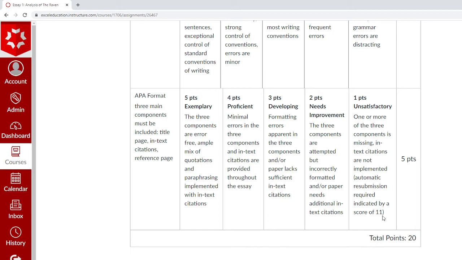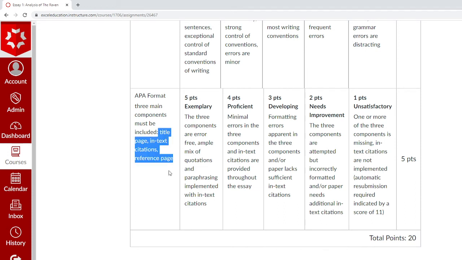So in order to understand APA format, each course has included links and resources for you, including examples about how to follow this form. So use the resources that have been provided for you. You can see on the rubric that the 3 elements of APA format are right over here at the beginning of the rubric. Those include a title page, in-text citations, and a reference page. So they're listed right here.